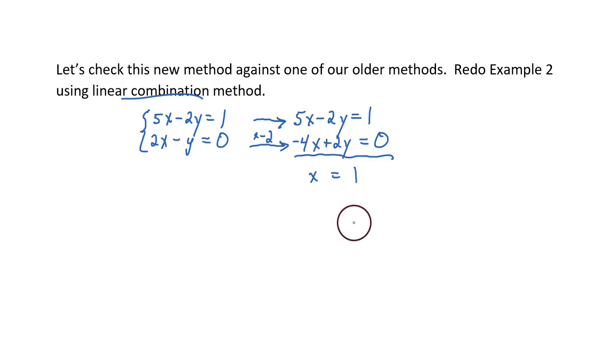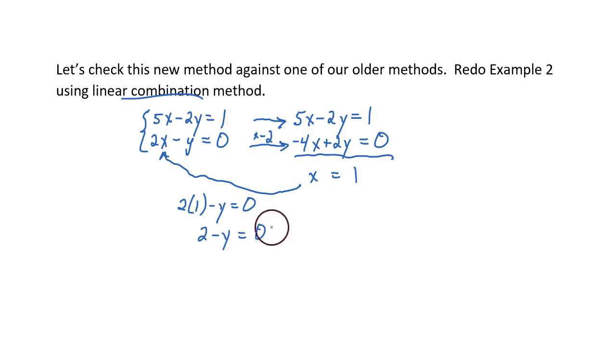Now that we know the answer for x, we can substitute it into either of the original equations. For example, right there. So we have 2 times 1 minus y is equal to 0. So 2 take away y equals 0. Therefore, y equals 2. And we have the answer 1, 2.